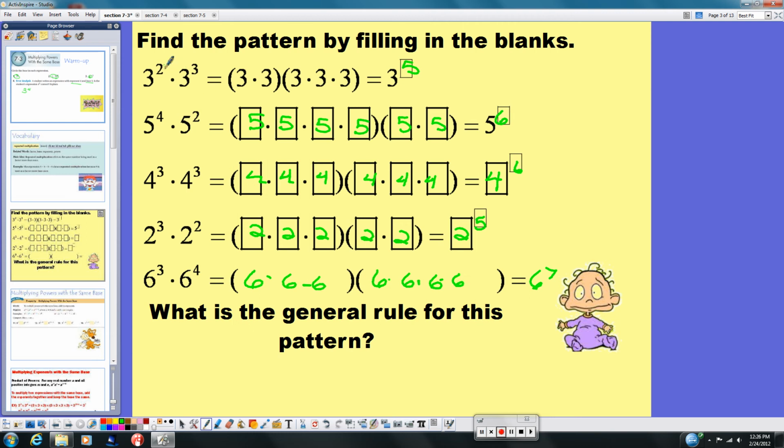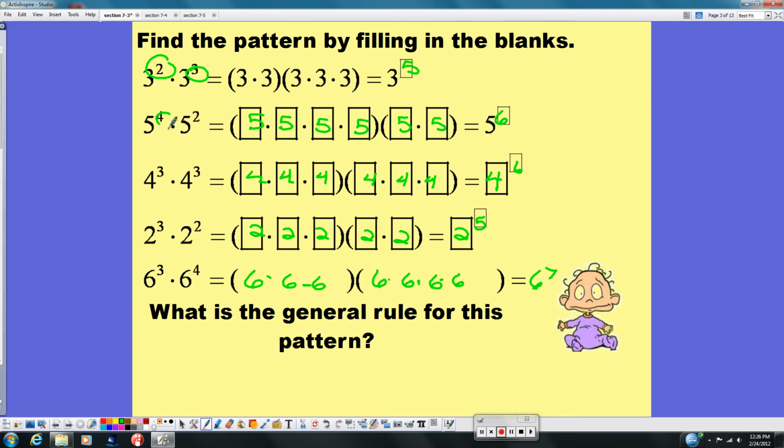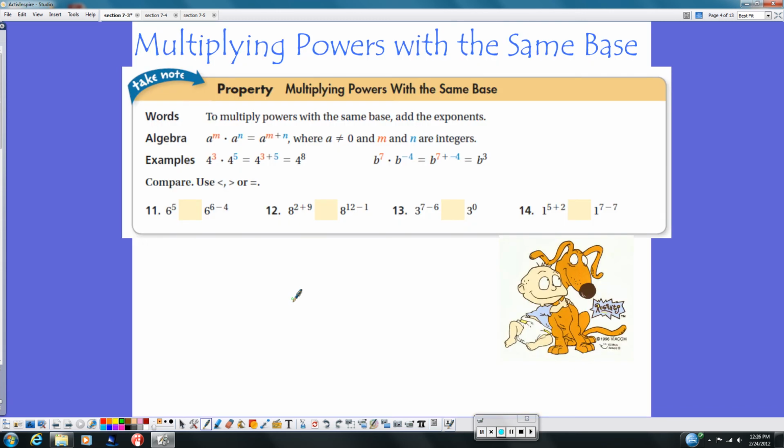Hopefully you notice that we're taking these exponents and adding them together to get our answer way over here. Notice that the base, 3, 5, 4, 2, 6, those all stay the same. The only thing that changes is the exponent. So, the rule for multiplying powers with the same base is to keep the base and add your exponents.